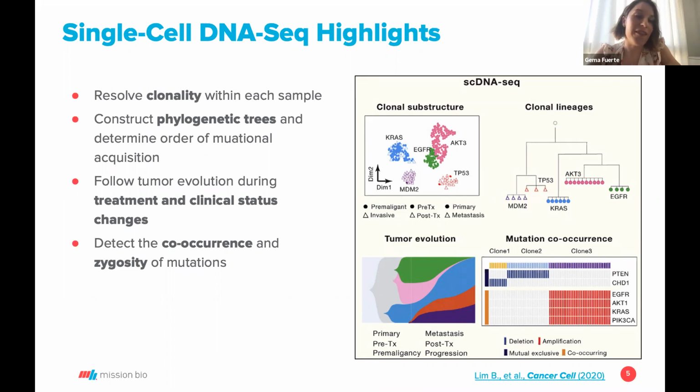Of course, single cell DNA can help you resolve the clonality within each sample. That is what we have here, the clonal structure. You could also draw phylogenetic trees. You can follow the tumor evolution during treatment and clinical stages, so see how clones change at different time points. And of course, the mutation co-occurrence and zygosity. That's what I was saying before. We tell you whether the mutation is heterozygous or homozygous, and whether they co-occur in the same cell or a different cell, which has extreme importance in drug resistance, as we will see later in the example.